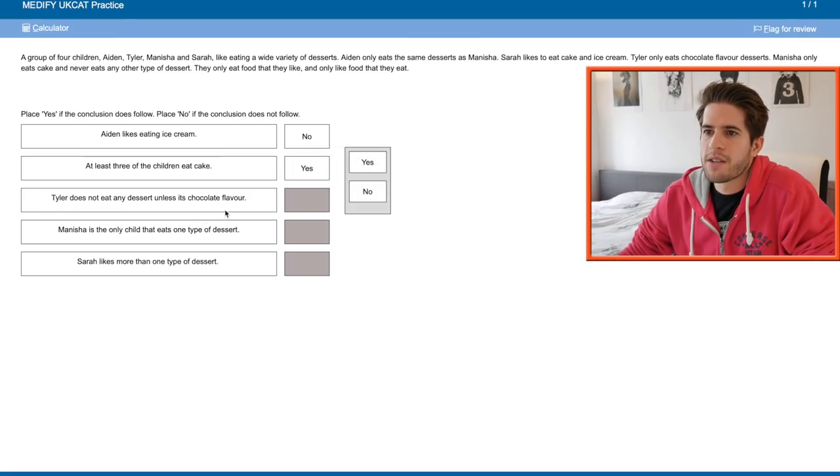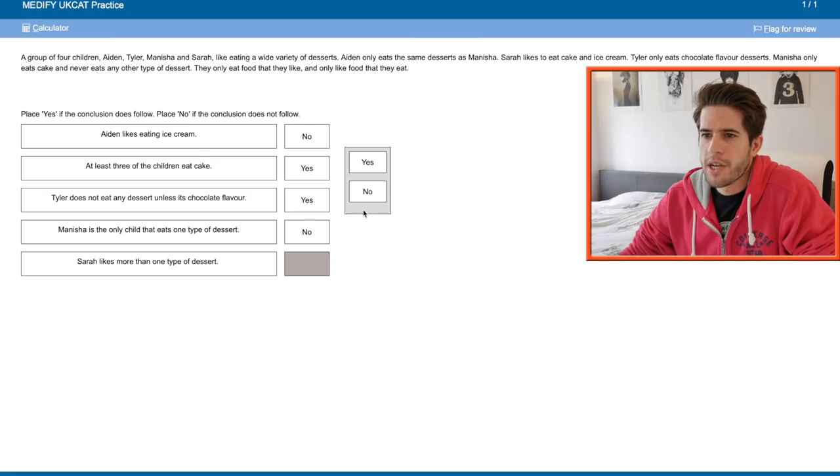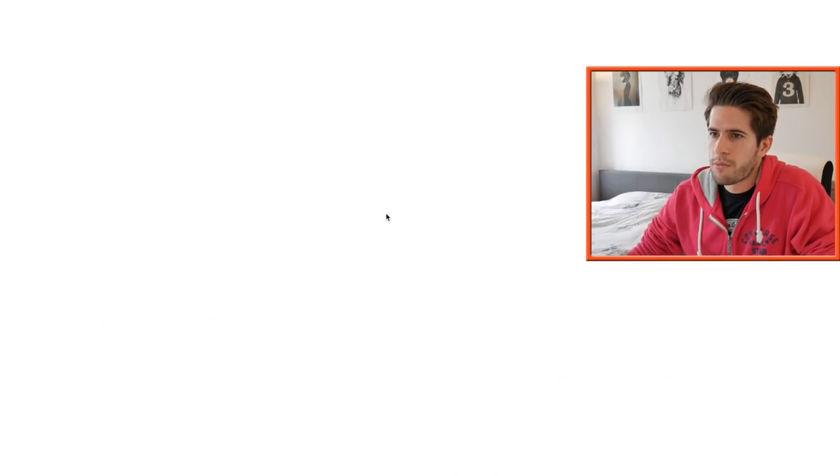Tyler does not eat any dessert unless it's chocolate. Tyler only eats chocolate-flavored desserts. Wait, Tyler does not eat any dessert unless it's chocolate-flavored? Yes, that's true. He says it right there. Manisha is the only child that eats one type of dessert. No, because Manisha and Aiden are the same, and Manisha only eats cake, so both of them. Sarah likes more than one type of dessert. Sarah likes to eat cake and ice cream. True. All right, that seems simply straightforward. When things are that straightforward, it usually gets me a little bit suspicious, but nope, 5 out of 5, we are good to go.